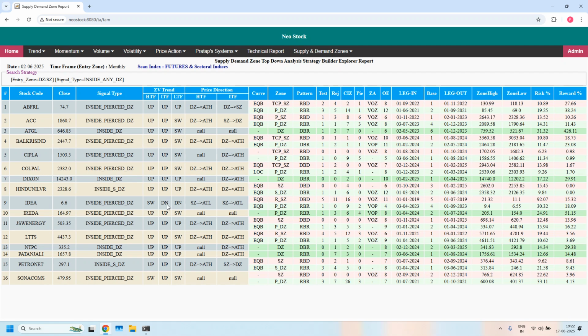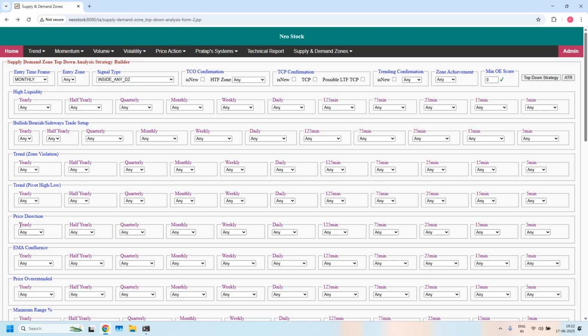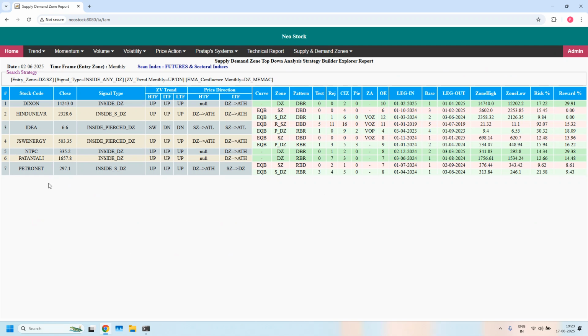We can further filter this list based on the EMA confluence. So at monthly time frame, checking monthly demand zone having monthly EMA or not. At the same time, trend on the monthly should not be sideways. It can be up or down. We got 7 stocks. All these are monthly demand zones having monthly EMA confluence. And also current price closed inside the monthly demand zone.